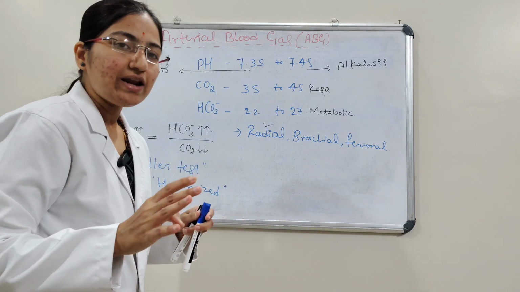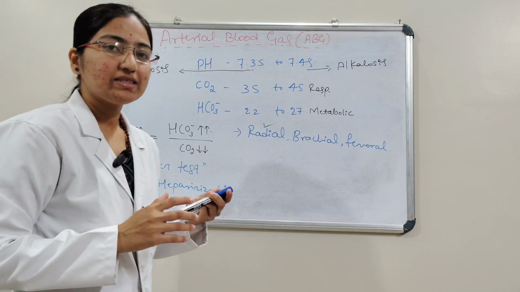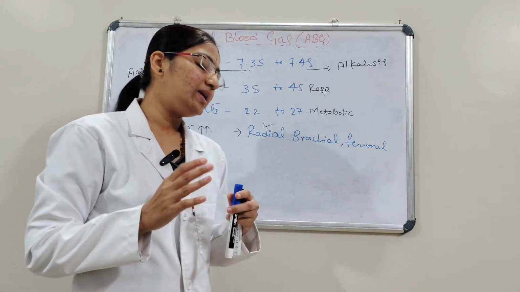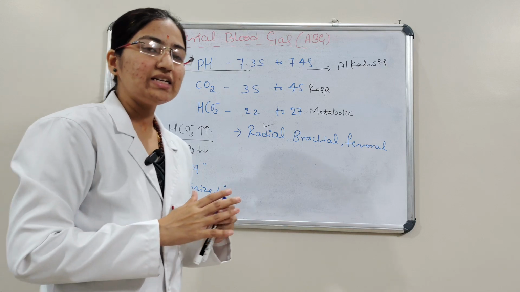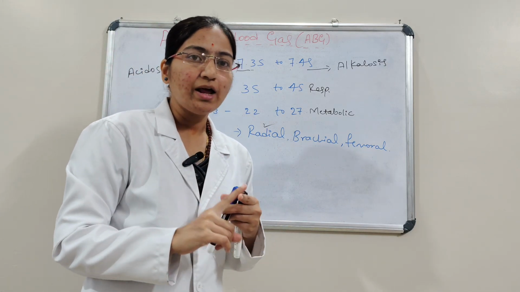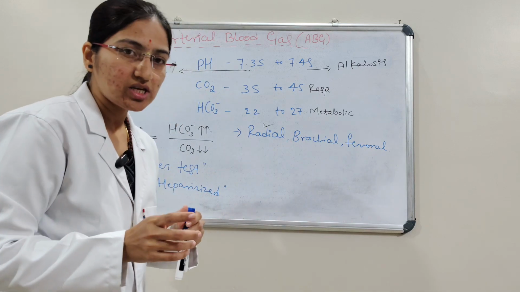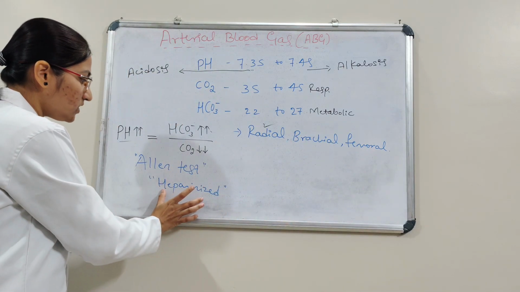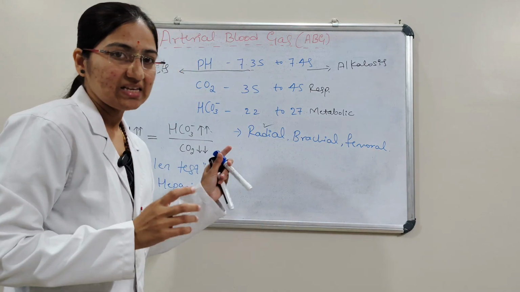There are four famous anticoagulants: EDTA, that is ethylene diamine tetraacetate, and citrate, which have acid in them, and then warfarin, which is in tablet form and has no use here. Always use a heparinized syringe for taking ABG analysis.